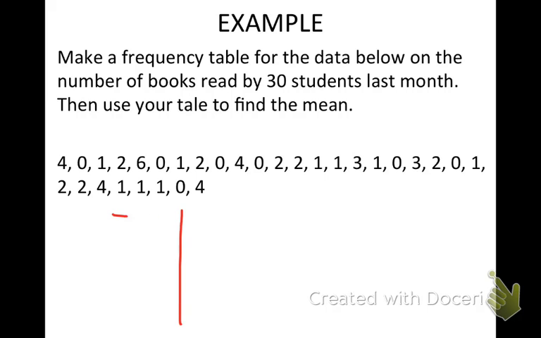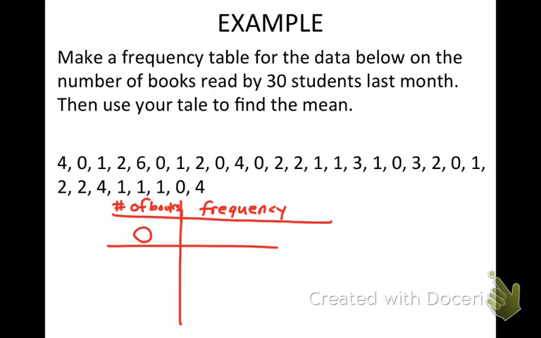So on our table, we're going to have number of books, and then we're going to have the frequency. So count how many zeros we have. 1, 2, 3, 4, 5, 6, looks like 7. Sometimes it helps people to make tally marks. How many students read one book? 1, 2, 3, 4, 5, 6, 7, 8, 9.